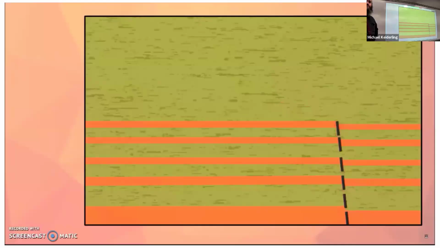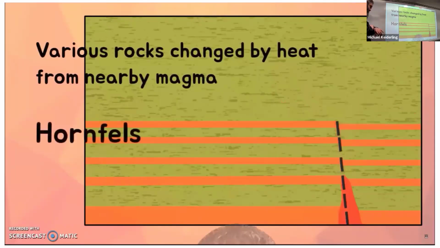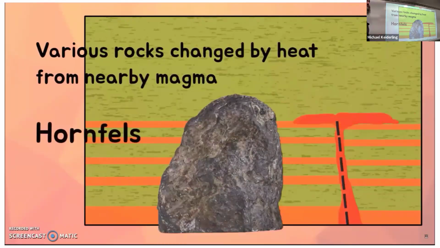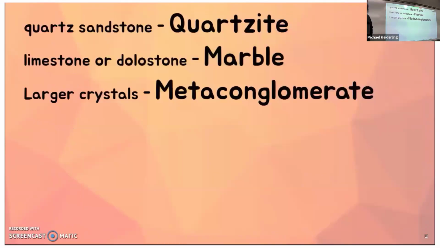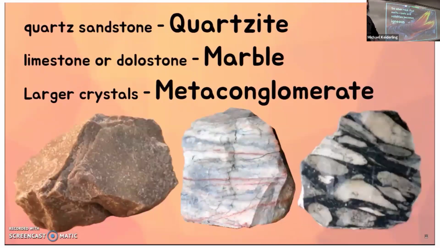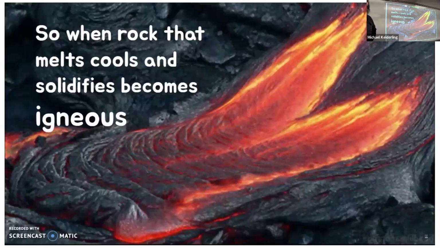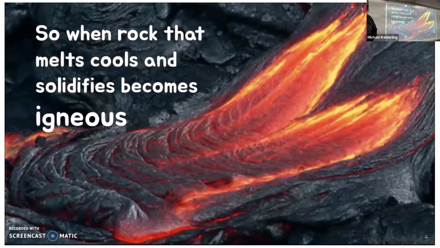The second type of metamorphism is called contact metamorphism, where various rocks will be changed by the heat from nearby magma. For example, the rock hornfels will only be made through contact metamorphism. Other metamorphic rocks that don't have foliation but can be formed by both regional and contact metamorphism are quartzite, marble, and metaconglomerate.